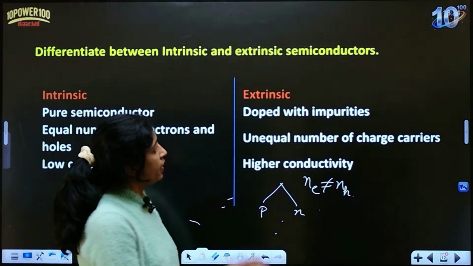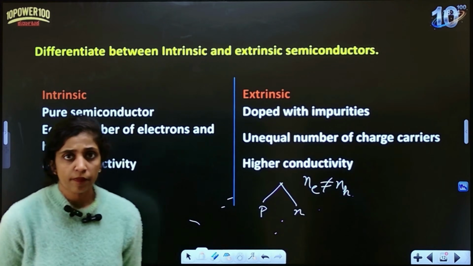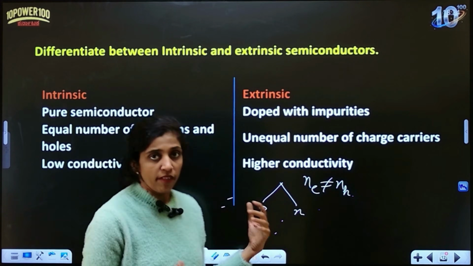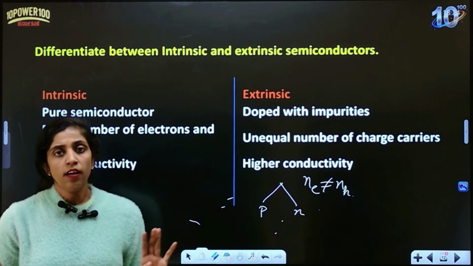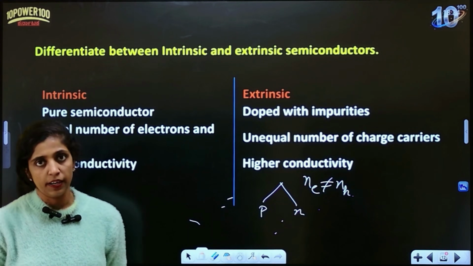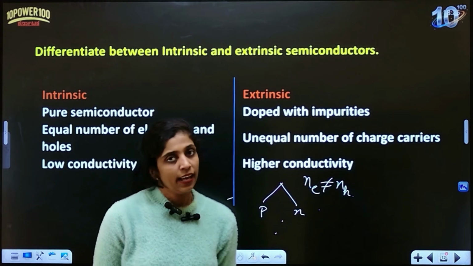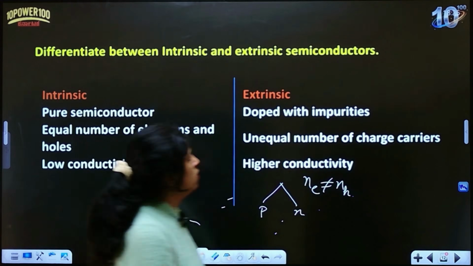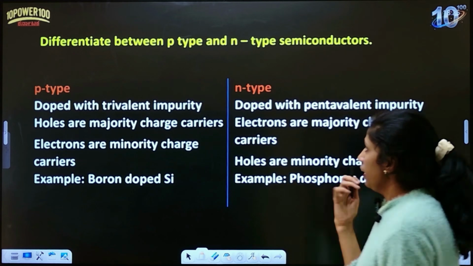Okay, and then in case of intrinsic and extrinsic, which might have more conductivity? Yes, it's extrinsic, right? That's the reason we are taking extrinsic. If not, we would have settled for intrinsic semiconductor. But we need more conductivity, right? That's the reason we are using the extrinsic semiconductor. So yeah, that's the difference between intrinsic and extrinsic.